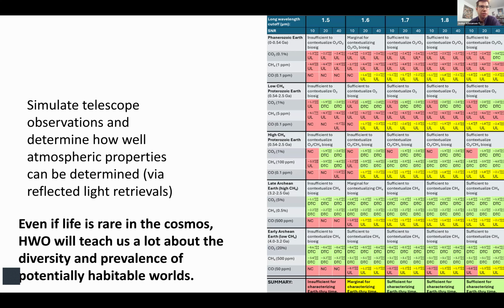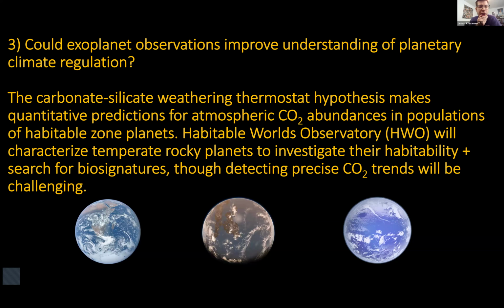Okay, so the take home here is that we can use these types of Earth system models, carbon cycle models, to make quantitative predictions for rocky exoplanets, and telescopes are currently being planned, such as the Habitable Worlds Observatory, that would have the capabilities to start to interrogate these atmospheres and perhaps provide some constraints on how planetary climate regulation works more broadly.